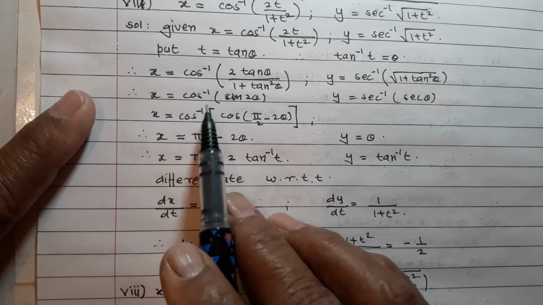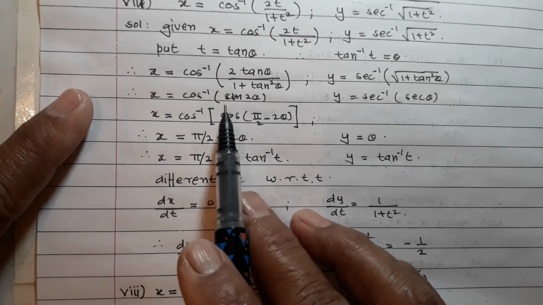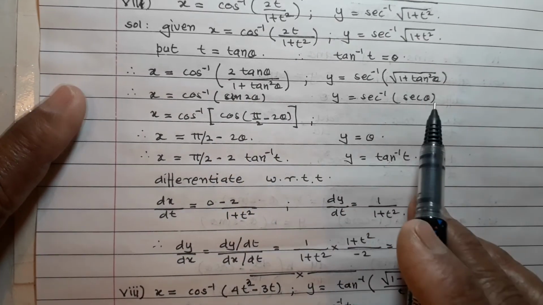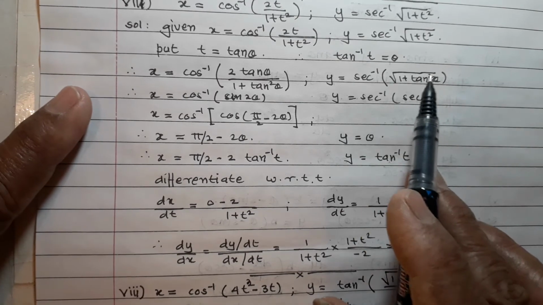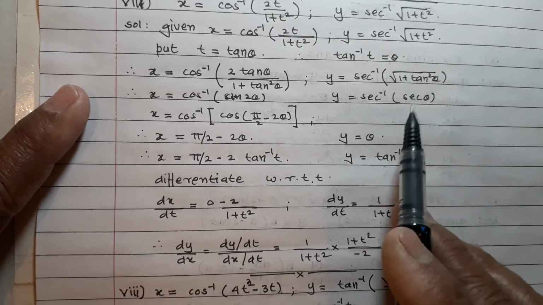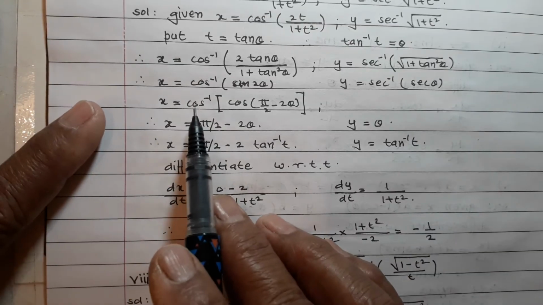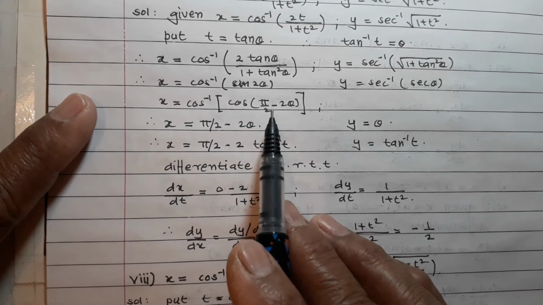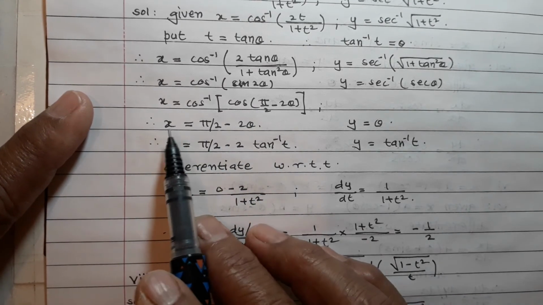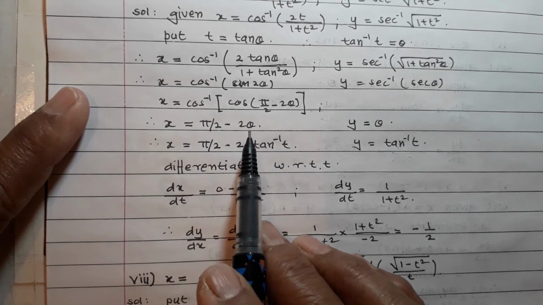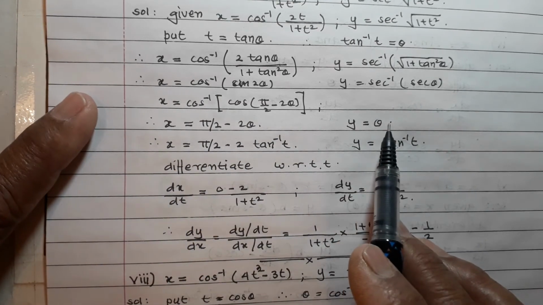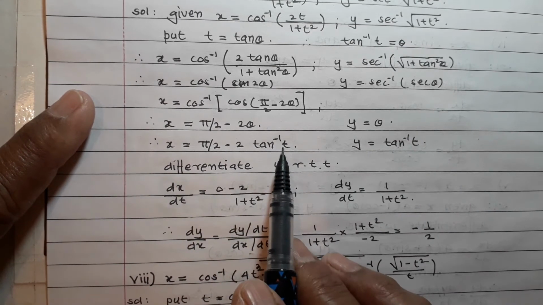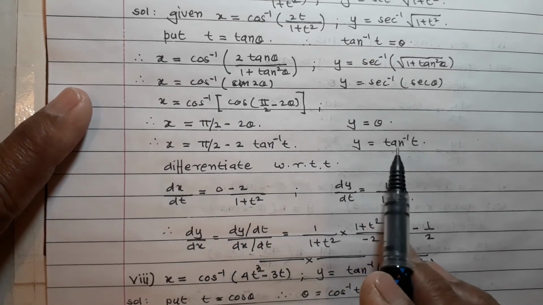So x is equal to cos inverse, this is sine 2 theta and this is sec theta. 1 plus tan square theta is equal to sec square theta, root you omit. Therefore x is equal to cos inverse cos, this sine you convert into pi by 2 minus 2 theta, and therefore x is equal to pi by 2 minus 2 theta and y is equal to theta. So x is equal to pi by 2 minus 2 tan inverse t and y is equal to tan inverse t.